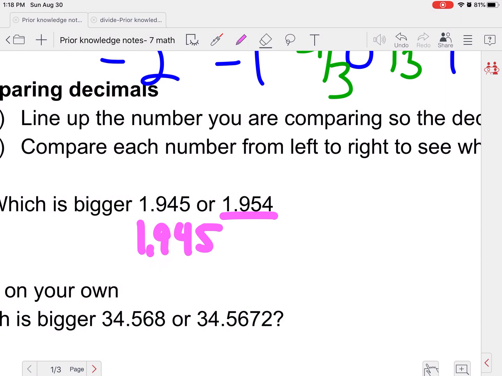Whoops, I kind of wrote this incorrectly. I had a little moment there. I apologize. So this should be 5 and then 4. We all make oopses, right? So again, we're going to start looking at 1, 1. 9, 9 is the same. And then we have a 4 and a 5. Well, we know that 5 is bigger, so therefore 1.954 is bigger.